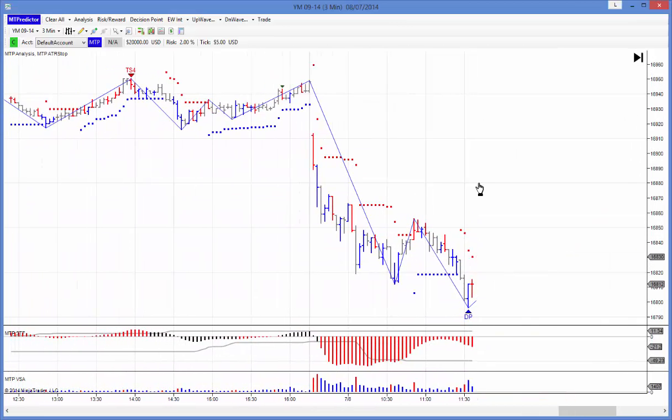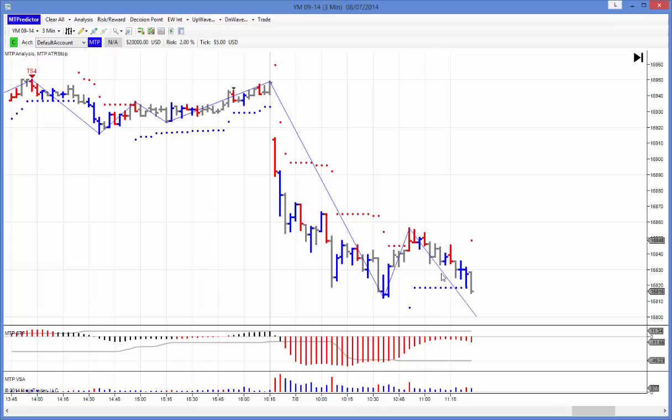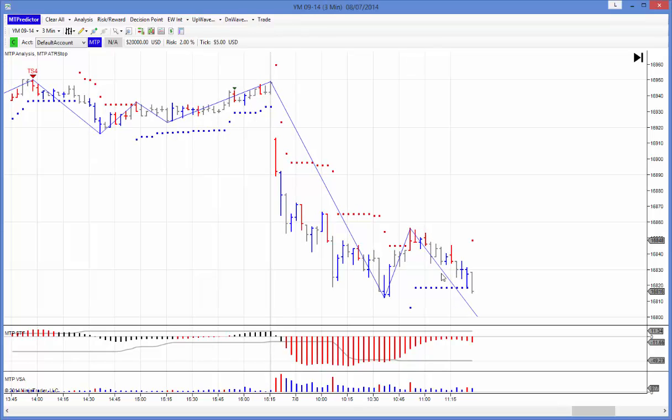So I just want to scroll forward just before this market broke to the new lows here. So if I zoom in a bit, can you all see here how we had a swing up, the market was starting to decline down. One of the tools we have in MTPredictor is called the decision point tool. This is a leading indicator. This gives us an area in advance of where we're anticipating support or resistance.